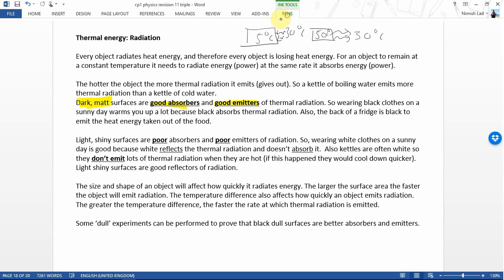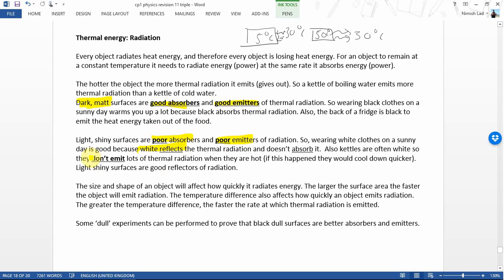That's how it can be both a good emitter and a good absorber. So wearing black clothes on a sunny day warms you up because the black absorbs thermal radiation. Also, the back of the fridge is black to emit heat energy taken out of the food. Light shiny surfaces are poor absorbers and poor emitters, so they're good reflectors.